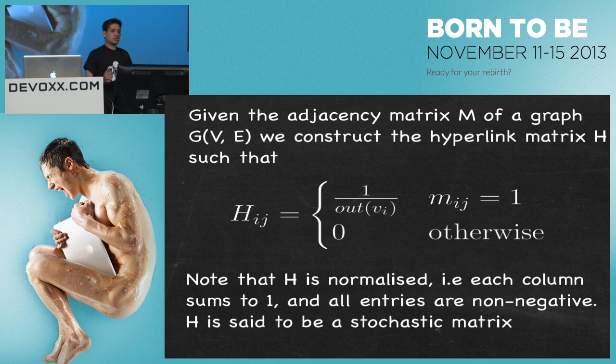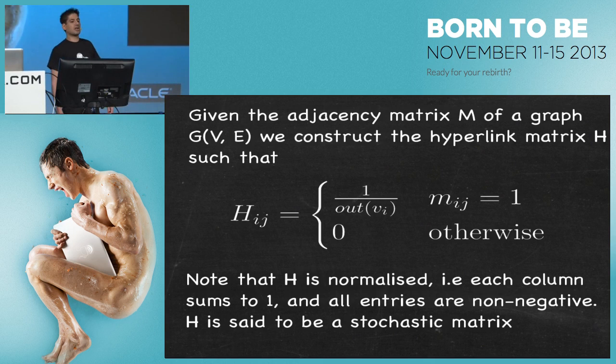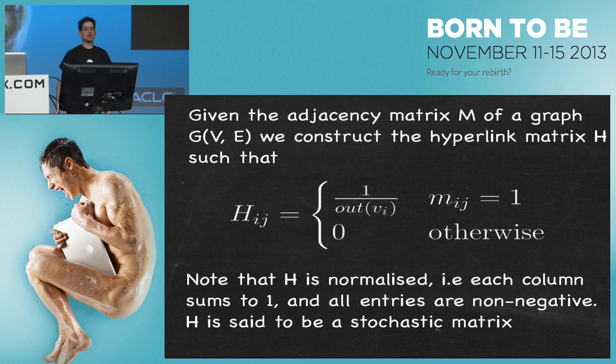So, given the adjacency matrix of some graph, we're going to transform that into what we call a hyperlink matrix. Basically, for every entry in the hyperlink matrix, if it has an edge in the adjacency matrix, we give it 1 over the number of edges coming out of that node. Otherwise, we give it a 0. Again, everything's normalized. It makes the maths a bit easier.